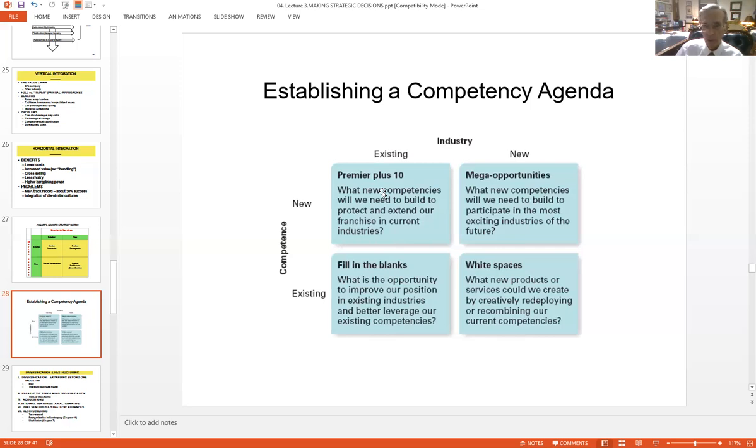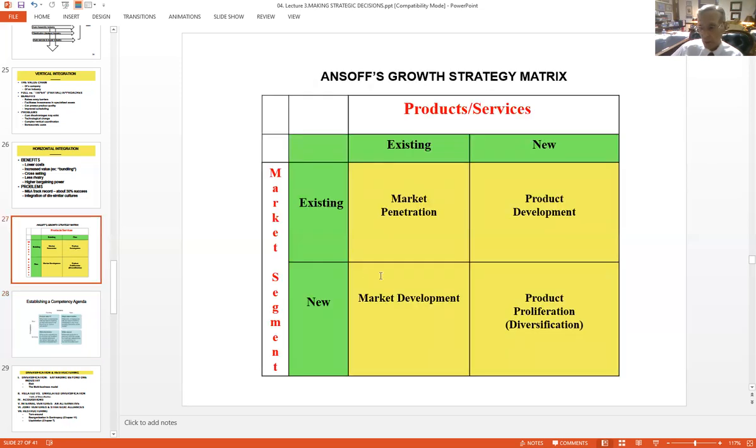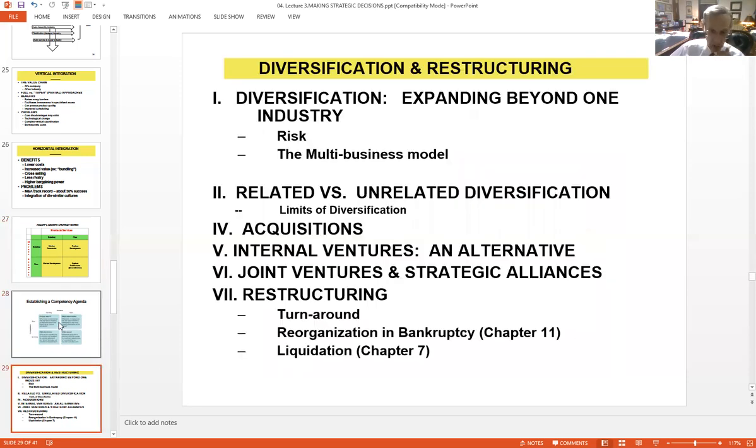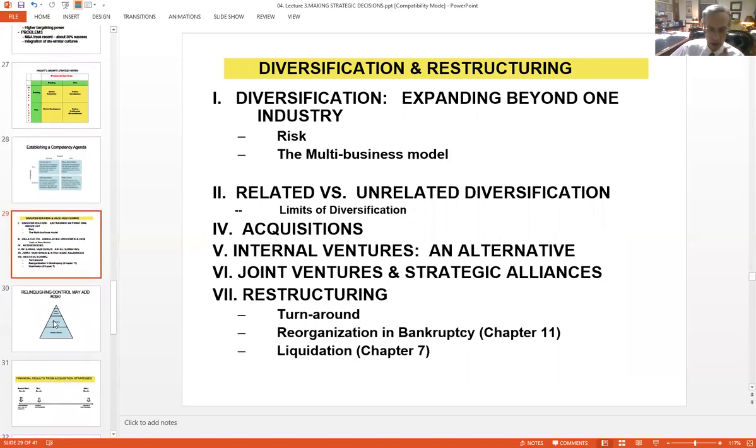But where is the potential return on investment? It's highest with mega opportunities, isn't it? So as the old saying goes, with risk comes reward. And by the way, that's the same here. When we're talking about market penetration, risk isn't as high. When we're talking about product proliferation and diversification, risk is higher, but the potential return is also higher. Okay, this now takes us to diversification. We've got this and 2 more slides.